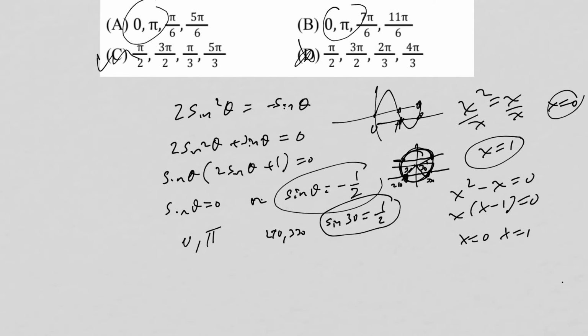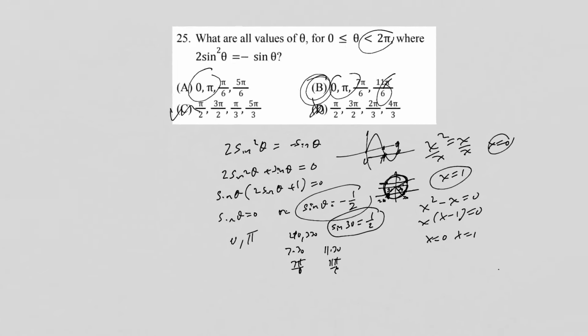In radians, 210 is 7 times 30, and 30 is pi over 6, so 7 pi over 6. And 330 is 11 times 30, or 11 pi over 6. And that's why the answer is choice B.